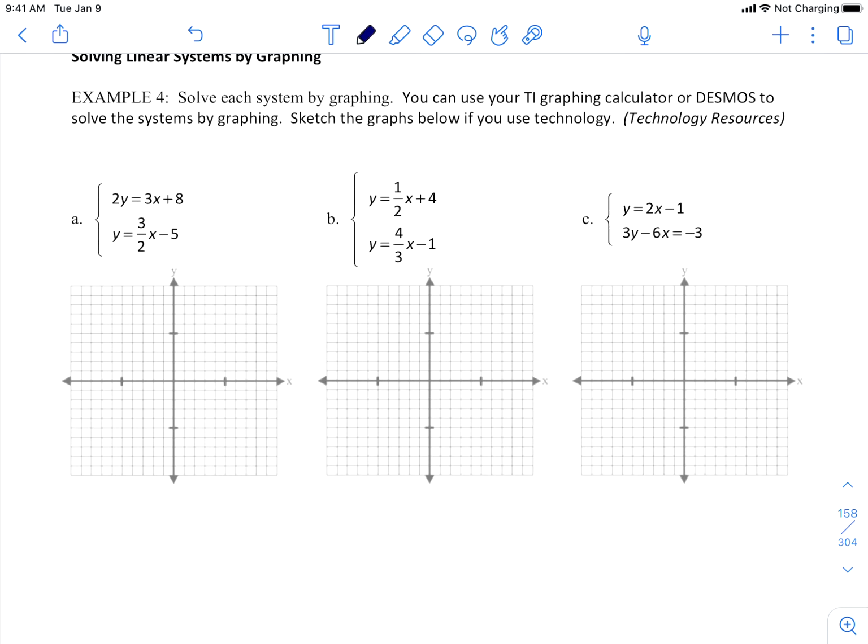So for the first one, we need to get this first equation into slope-intercept form. So I'm going to rewrite it up here. 2y equals 3x plus 8. We're going to divide everything by 2. And that gives us y equals 3/2 x plus 4. All right, so I'm going to graph this first one in blue. So we're going to go up 4, and then we're going to rise 3, run 2. You can also go down 3, left 2.